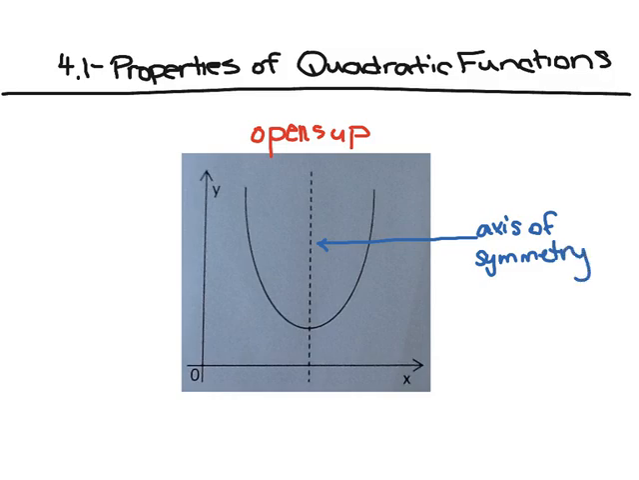Because this graph opens up, we have a minimum point, and that's right here. So there's a minimum point, there's no maximum point. Whenever you have a graph that opens up, you have a minimum point. There's no x-intercepts on this, and there's no y-intercepts.